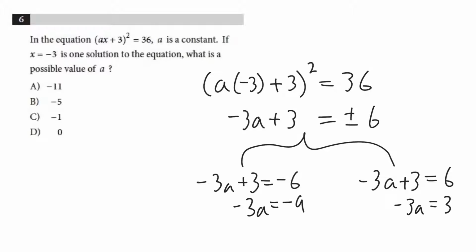Divide both sides by -3. I'll get a = 3. And I'll get a = -1. So -1 is a possible value of a.